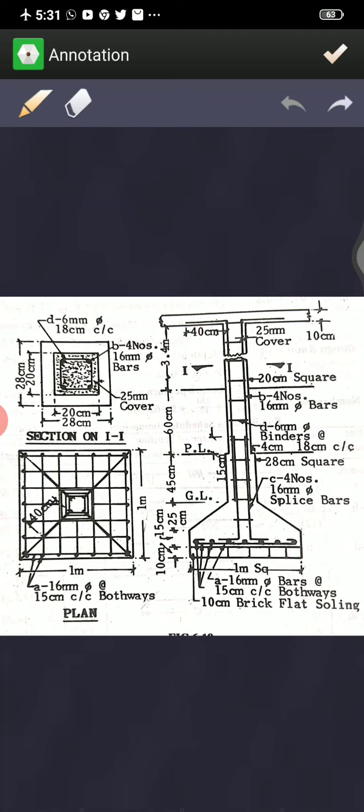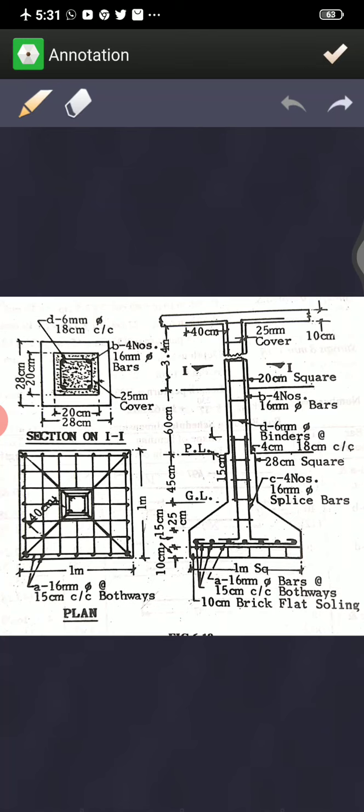You can see the dimensions here. This is the base slab, or hook mesh. The base slab dimension is 1 meter by 1 meter. Then you will have different depths here. This height is 15 centimeter, as given here.